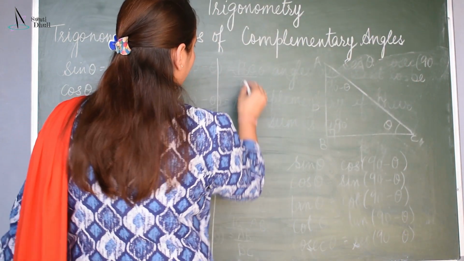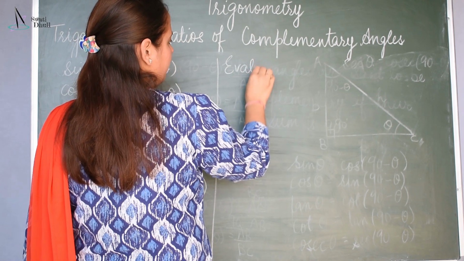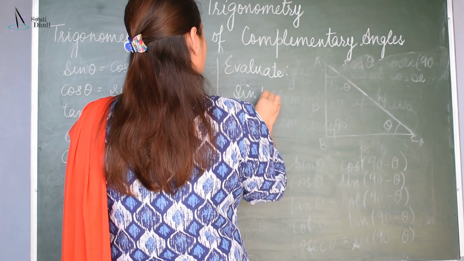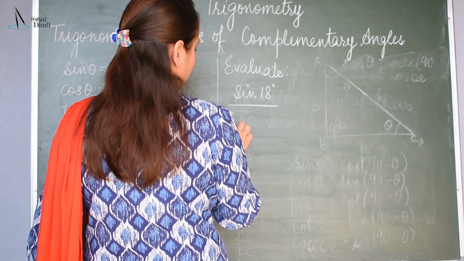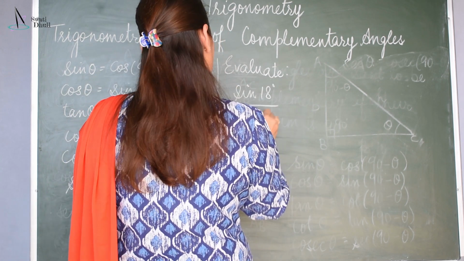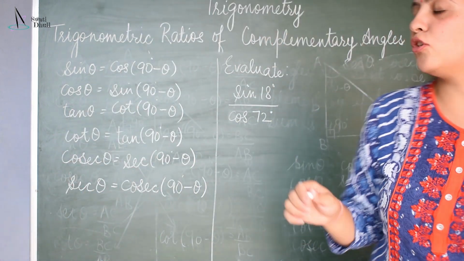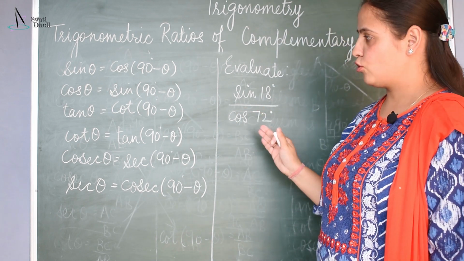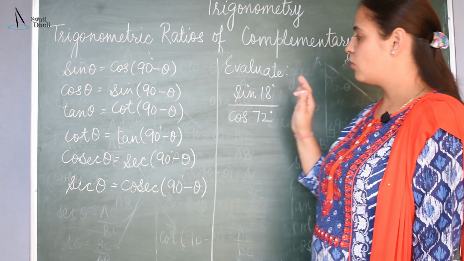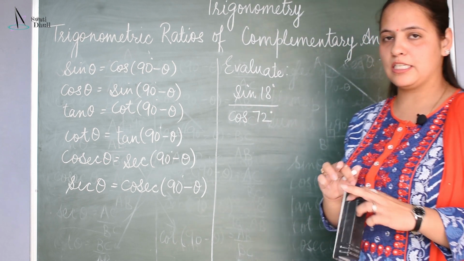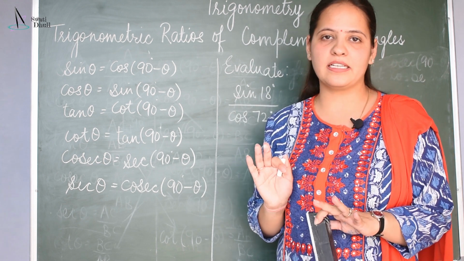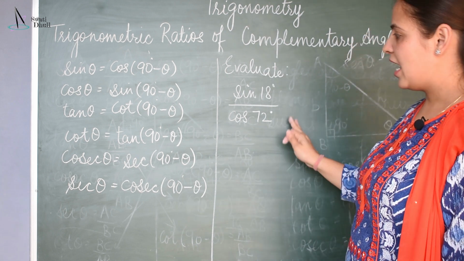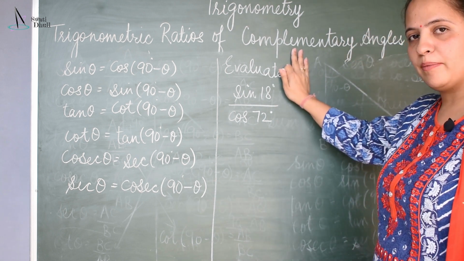Let's say we need to evaluate sine 18 degree divided by cos 72 degree. Now we need to evaluate this value. We know some of the t ratios of some specified angles, which are 0 degree, 30 degree, 45, 60 and 90 degree. But the values of sine 18 and cos 72 we don't know. So we have to use here t ratios of complementary angles.